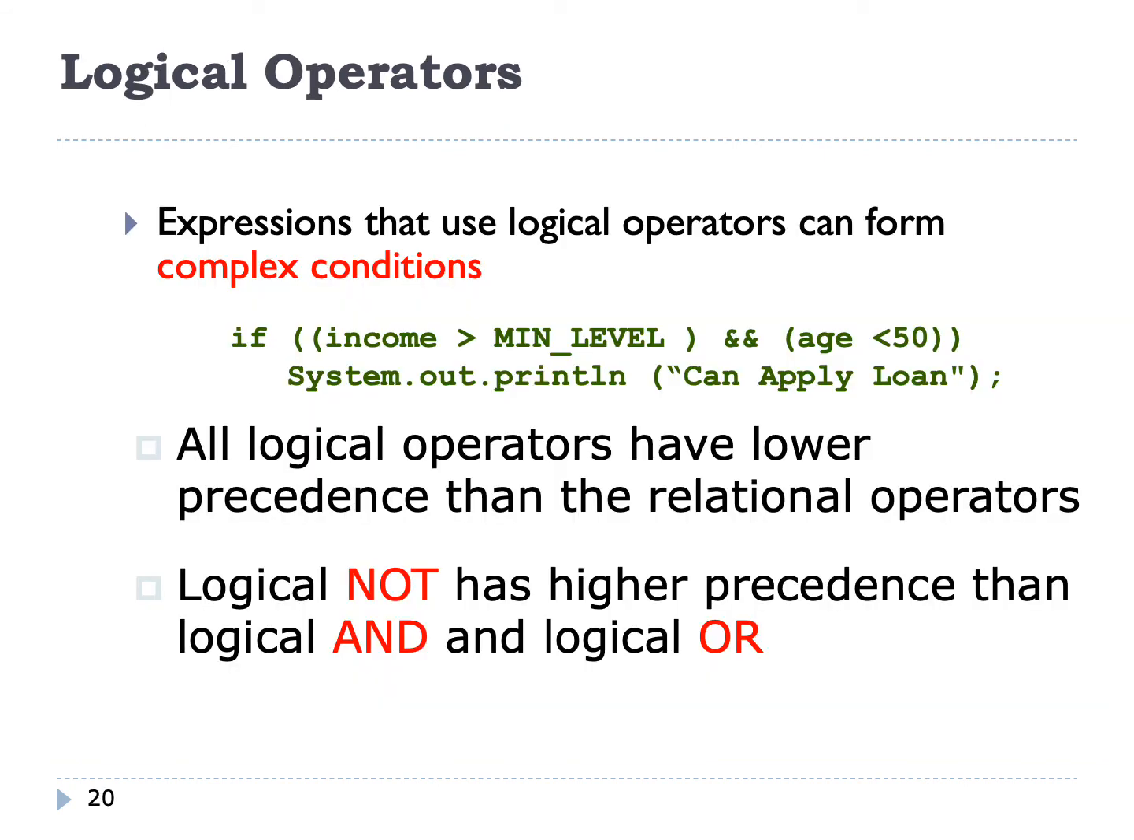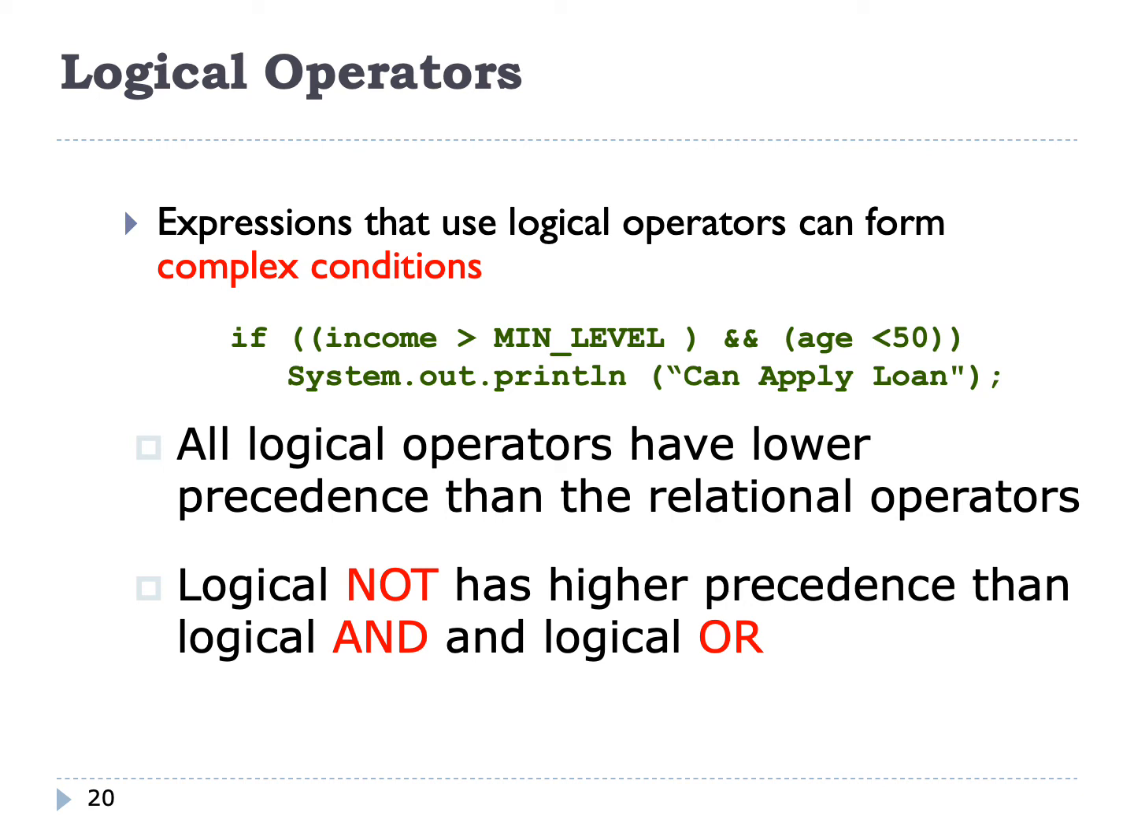Logical operators. Expressions that use logical operators can form complex conditions. For example, if we have if income larger than minimum level and age less than 50, if those two are true, it will display System.out.println can apply loan. Here, we combine two conditions, which are income should be less than minimum level and also age should be less than 50. In your code, you can use as many conditions as you want.